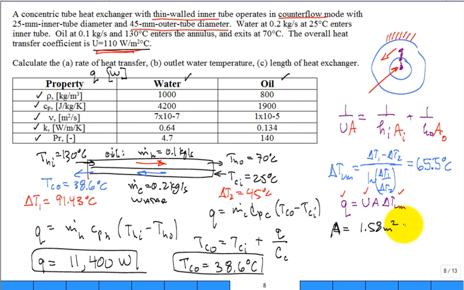And that area is made up of pi d L. Isn't that how we calculate it? Pi d L. So the length is the area divided by pi d. The length comes in at 20.2 meters. 20.2 meters. Look good?